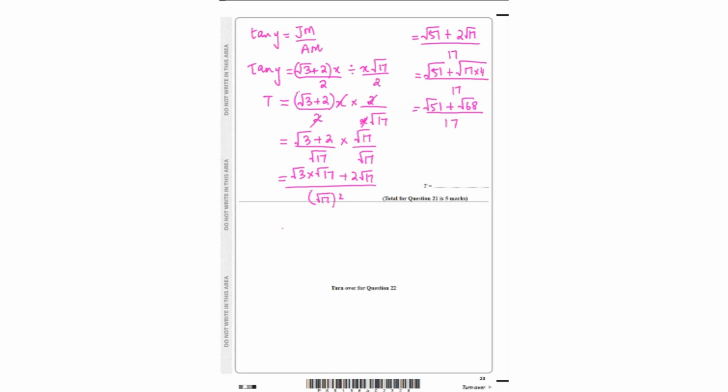And question 22 says, the diagram shows triangle OAB where OA is 8A and OB is 6B. M is the point on OB such that OM is to MB is 1:2. N is the midpoint of AB. P is the point of intersection of ON and AM. Using a vector method, find OP as a simplified expression in terms of A and B. Show your working clearly.